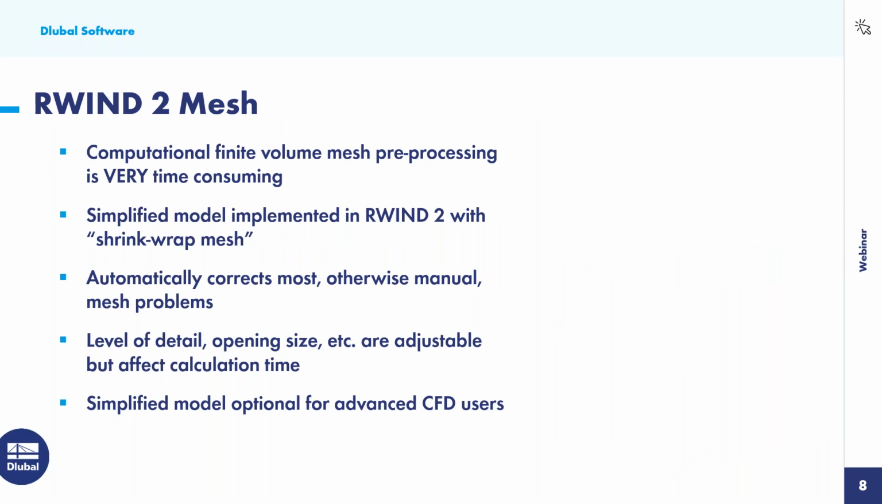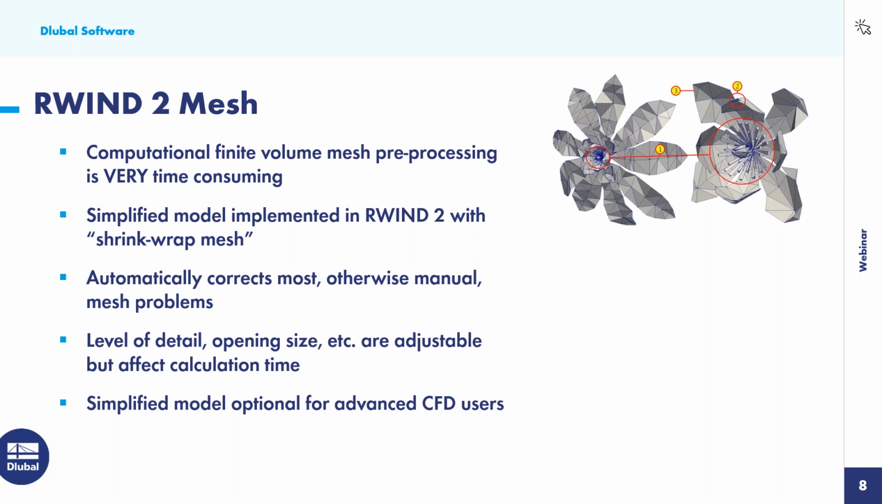So the computational finite volume mesh that is required for a CFD analysis can be extremely time consuming. And the huge advantage of RWIND is that we have implemented this simplified model and will apply a so-called shrink wrap mesh around the structure for that finite volume mesh. And all of this is done automatically to correct most mesh problems that otherwise we would manually need to address.